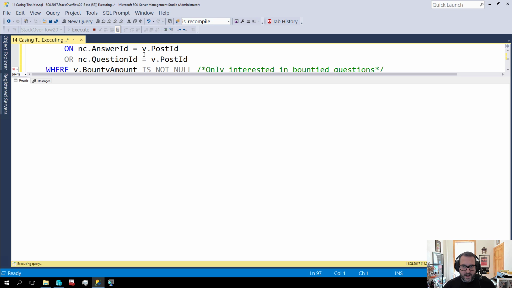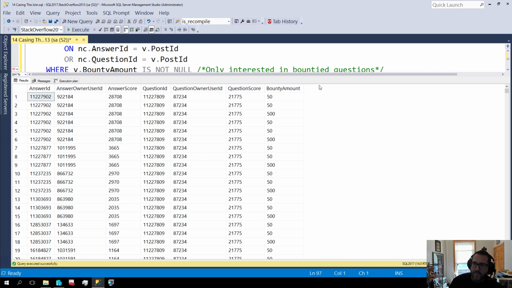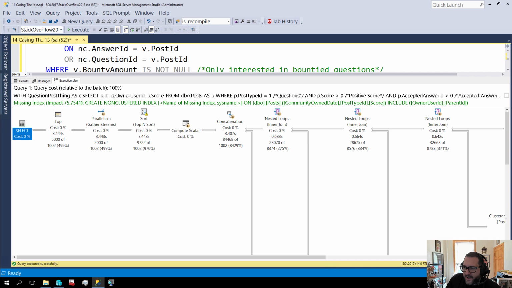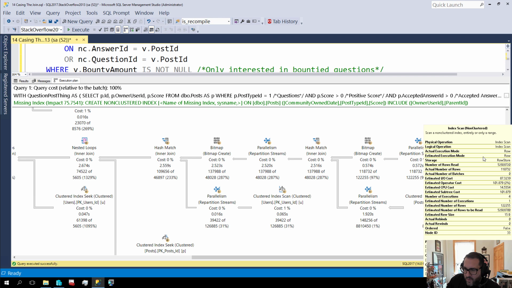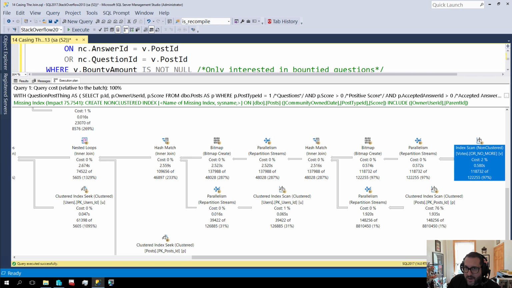And I'm going to bet that this is faster, not only because I've done this demo a bunch of times, but because it just usually happens when you take an OR out of a join that things get better. So let's go look at the plan to see what happened instead of all that malarkey. Well, pretty nice. We have one scan of the votes table over here rather than 4.1 million seeks of the votes table.